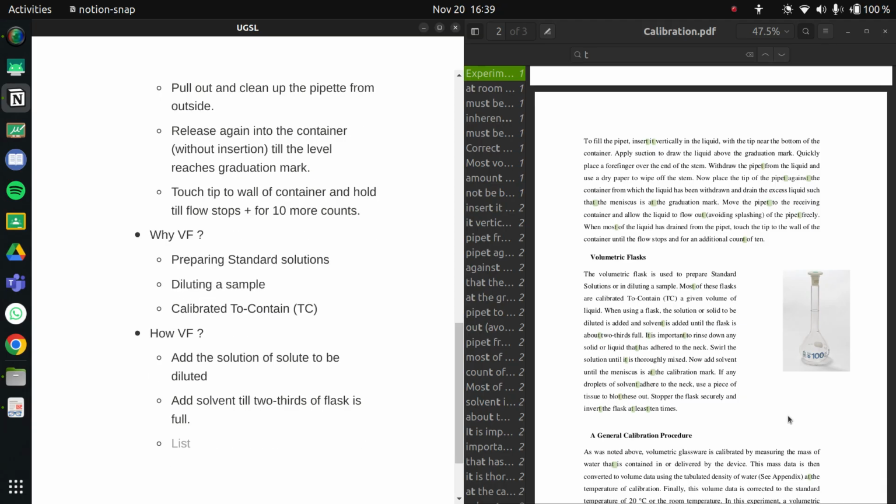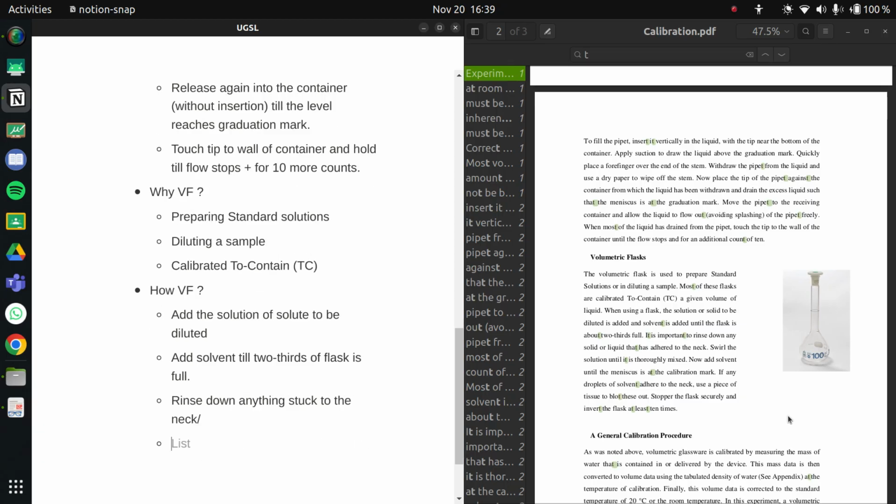You sure about it? The flask is about 2/3 full. It is important to rinse down any solid or liquid that has adhered to the neck. Okay, so rinse down anything stuck to the neck. Okay, that's cool.